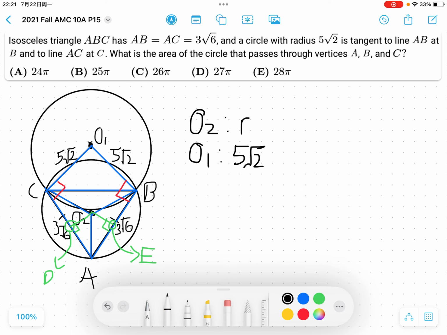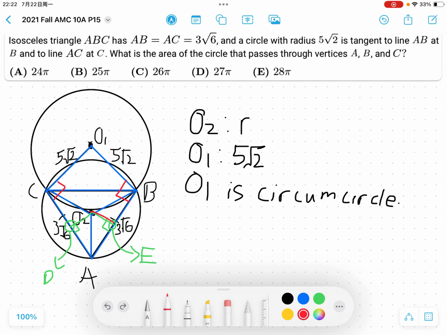Well, firstly, the circle that passes through vertices A, B, and C for triangle ABC is the circumcircle. So O2 is the center of the circumcircle. And what's special about a circumcircle? You should have learned this, but if you haven't, I'm going to say it now. The circumcircle center is where all the perpendicular bisectors of each side meet. So O2 is where all the perpendicular bisectors, like this one and this one, meet at this point, so it's the center of the circumcircle.